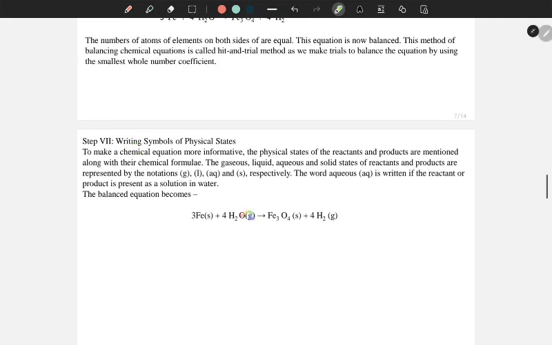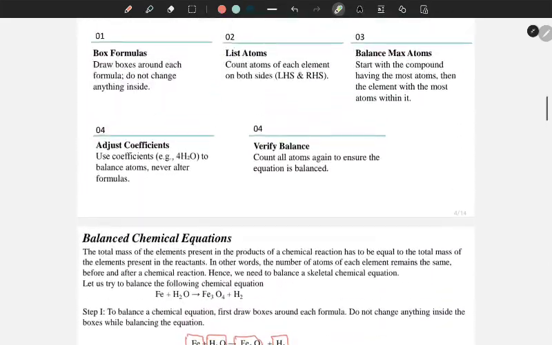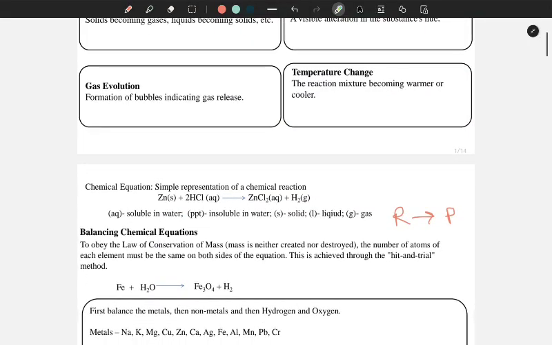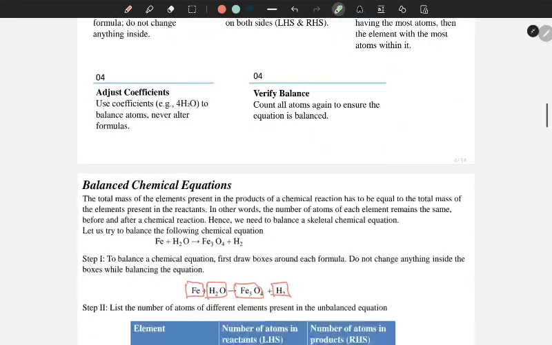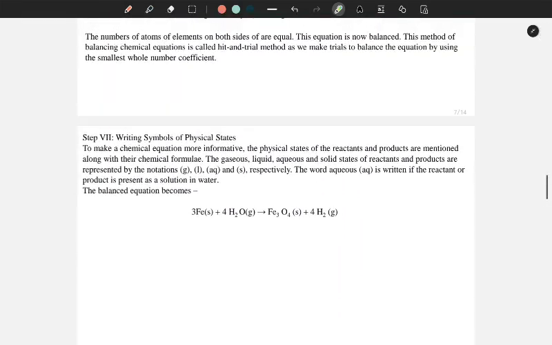Now we have to mention the physical state also, okay. We represent the chemical reaction by mentioning the state also, like whether it is solid, gas or liquid. To make a chemical equation more informative, the physical states of the reactants and products are mentioned along with their chemical formulas. The gaseous state is represented as g, liquid state as l, aqueous state as aq, and solid state as s.